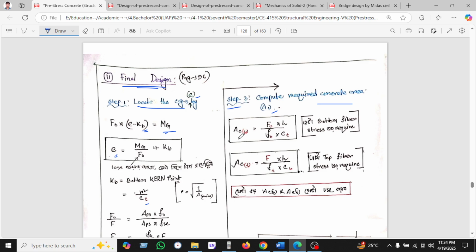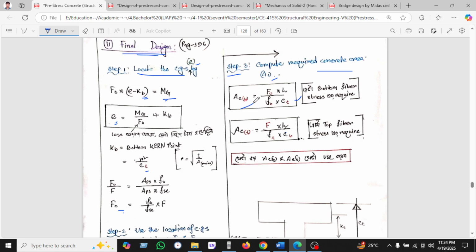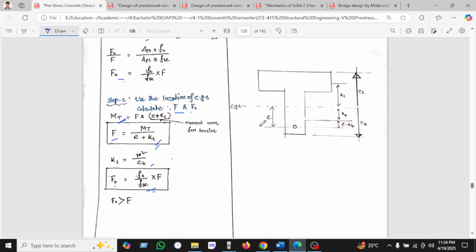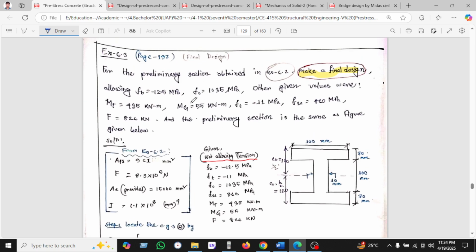The concrete area at bottom we've been seeing, F not equal to this formula, and S into top fiber stress is taken and found this way. So we'll find the SC bottom and SC top. So we'll use whichever one is greater. So let's see the example, it will be clear for you.